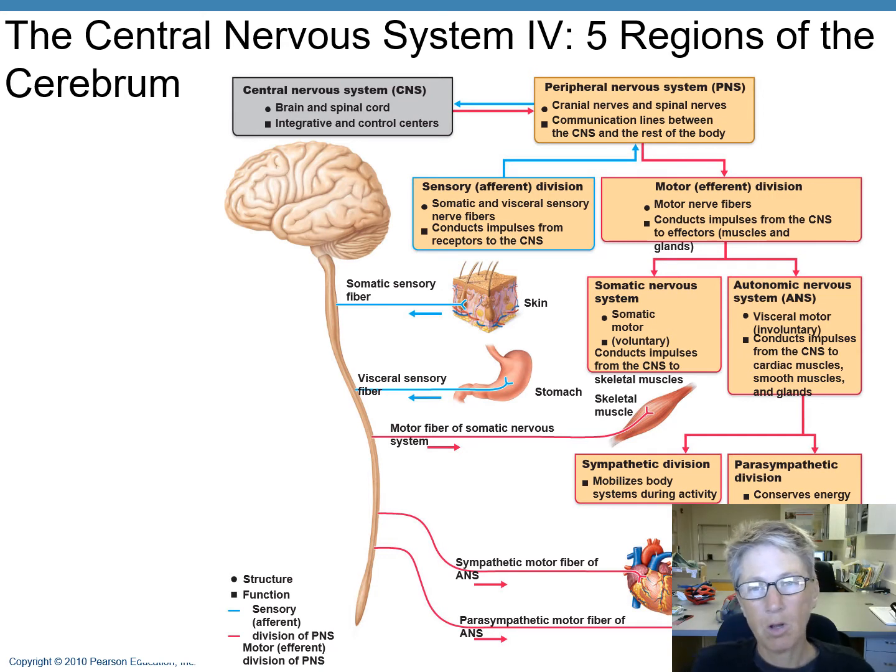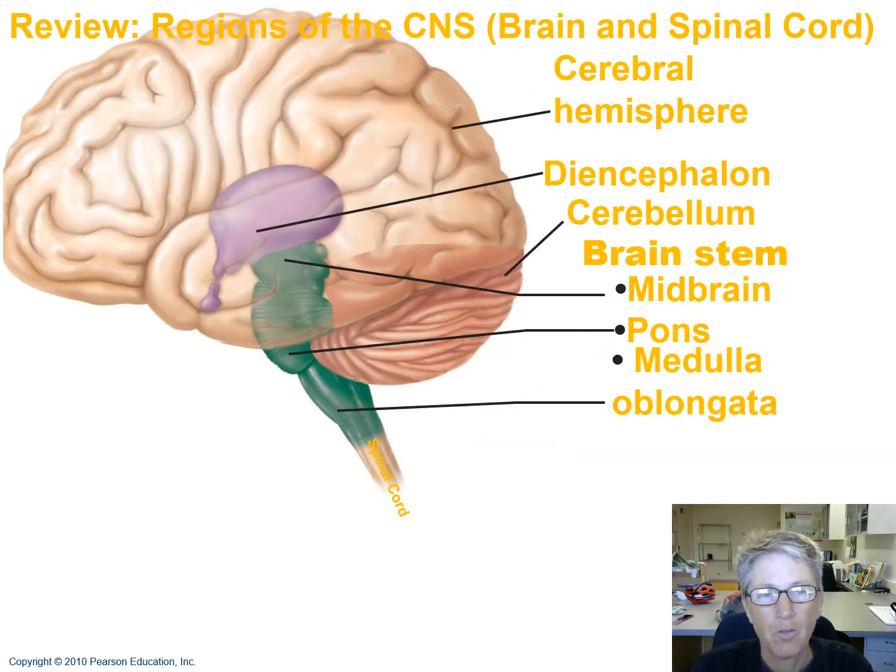In this video we're going to talk about the five regions of the cerebrum. But when we talk about those five regions, they may have sub-regions, and those may have sub-sub-regions. As you know, this is how it goes in anatomy and physiology. So this is just a review. We went over this, I think, in the first video lecture for the CNS.